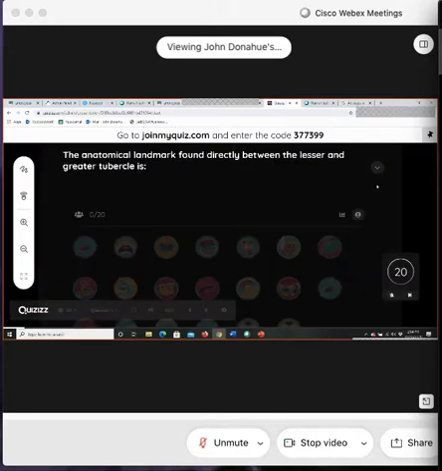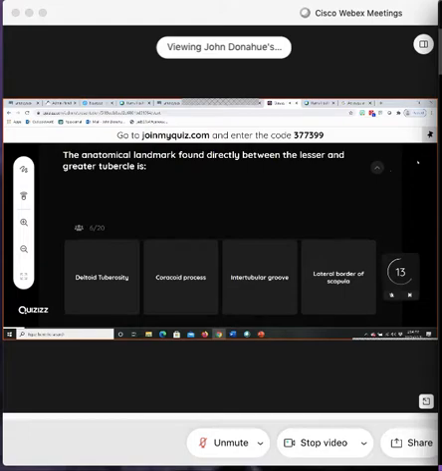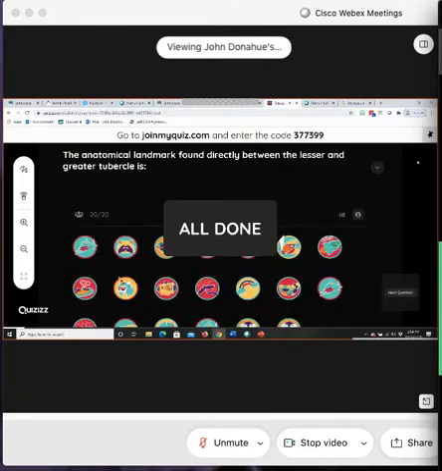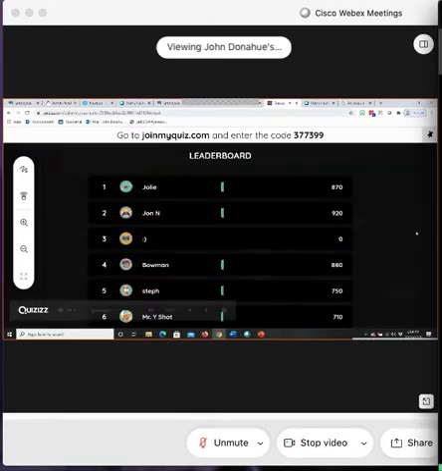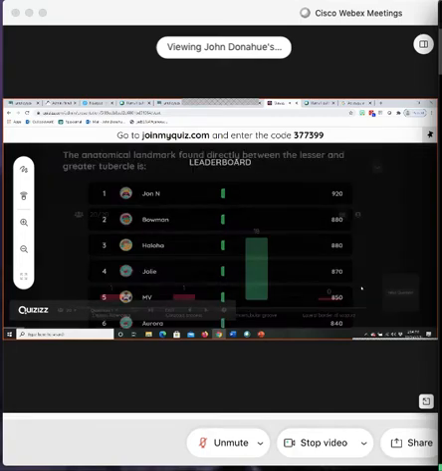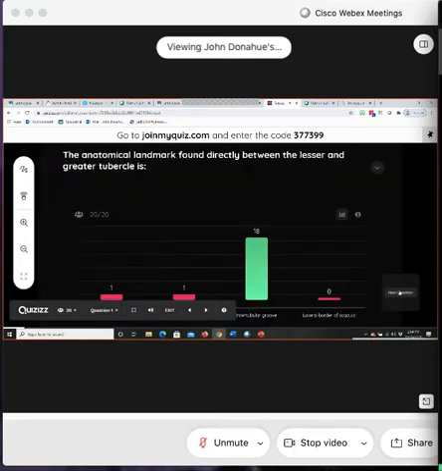All right, the anatomical landmark found directly between the lesser and greater tubercle is, that's going to be the intertubercular groove. Intertubercular. All right. Oh, good. Majority of you got that. Very nice.